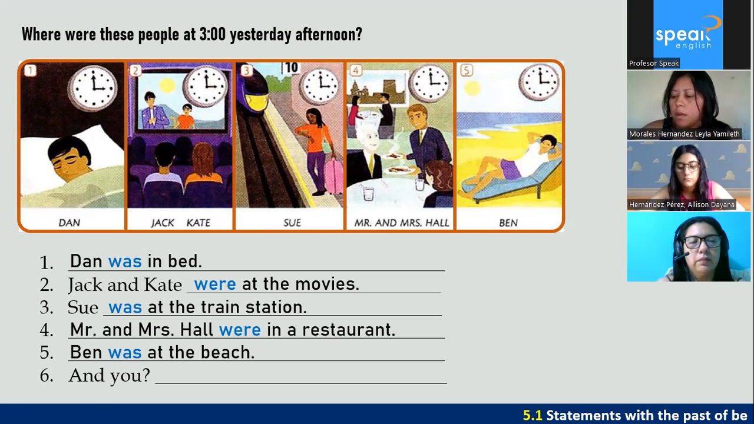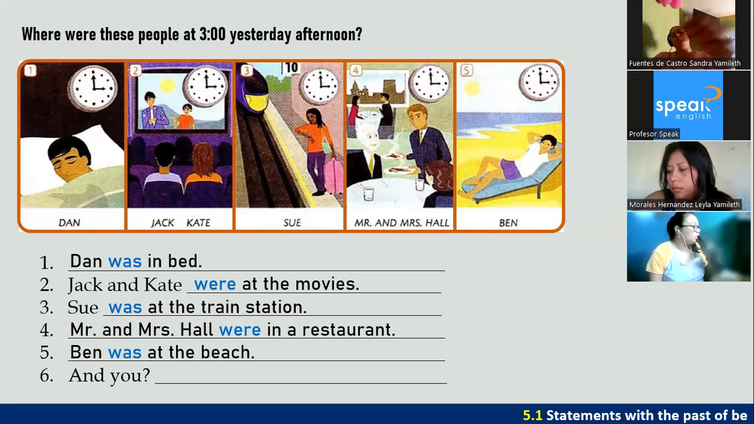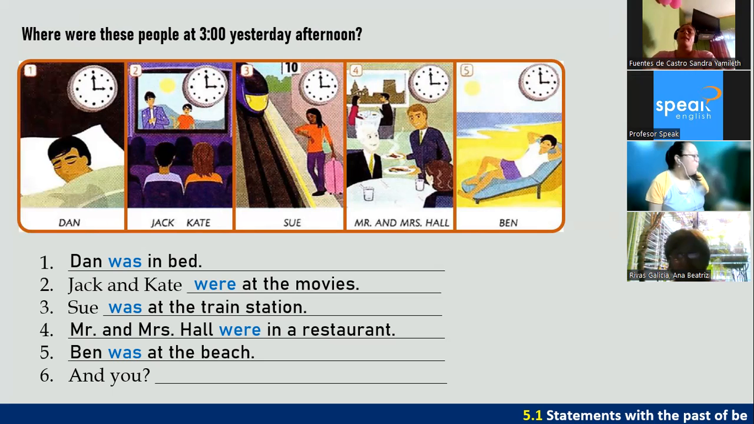Entonces, vamos a cambiar el ejemplo. ¿Cuál sería otra opción? Solo usando verbo to be. Recordemos que nuestro verbo principal es verb be. I was at home. Ajá, muy bien. I was at home yesterday in the afternoon. Sandra. I was at the supermarket. Very good. I was at the supermarket. Anyone else?